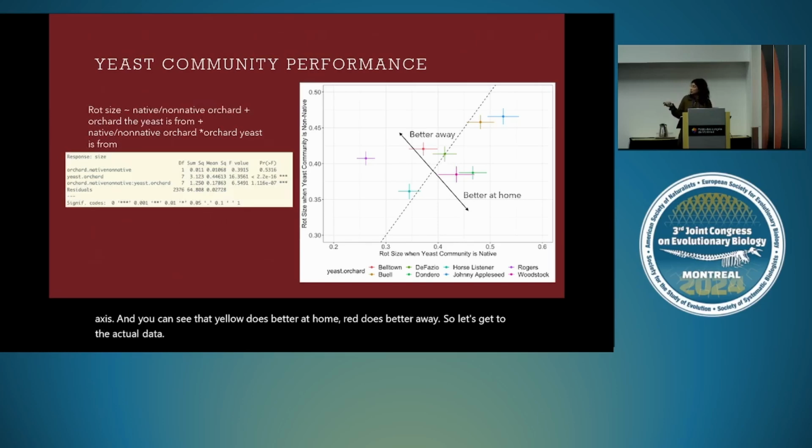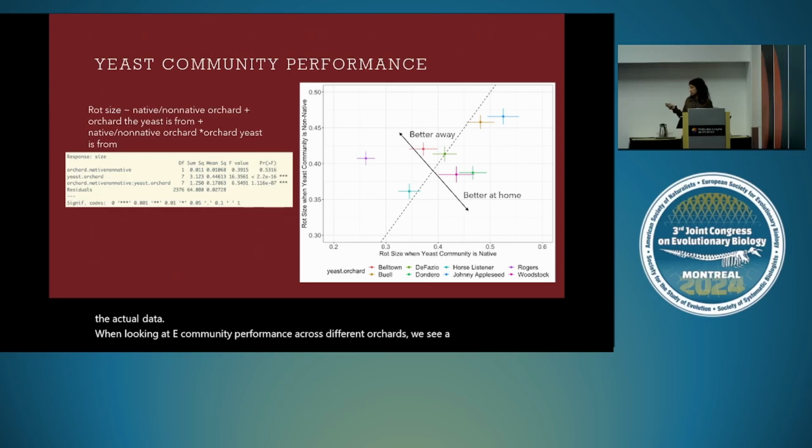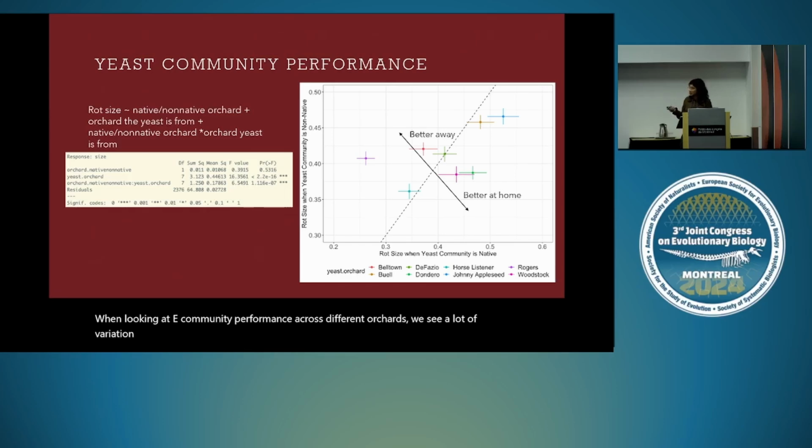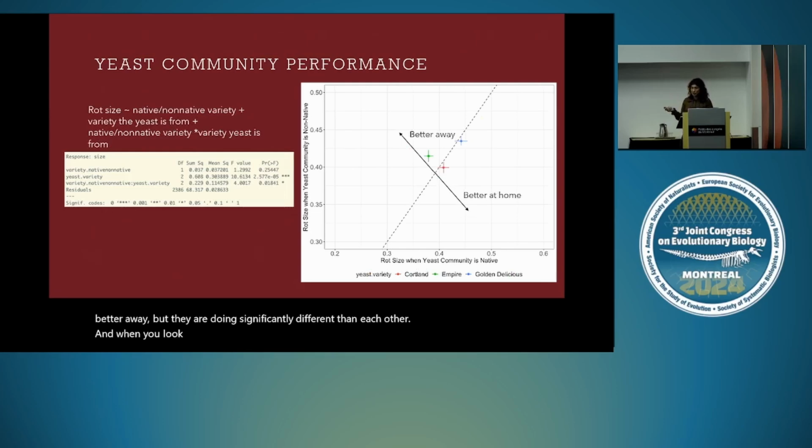When looking at yeast community performance across different orchards, we see a lot of variation. There are some yeast communities that do better at home, and some that do better away, but they are doing significantly different than each other. And when you look at variety, you also see the same thing, which was pretty cool because the effect of variety is different from the effect of orchard. Even though these varieties are replicated across the different orchards, we are seeing some similarities in the varieties across the orchards.